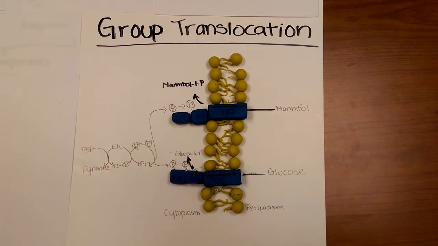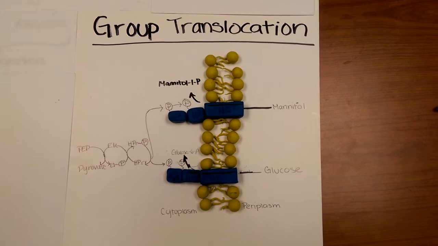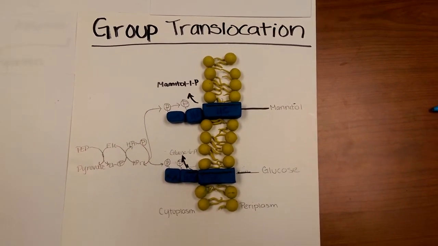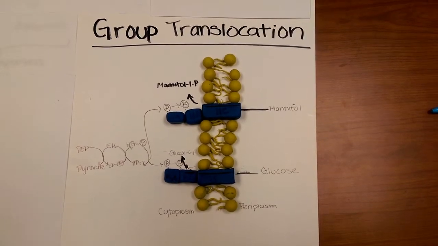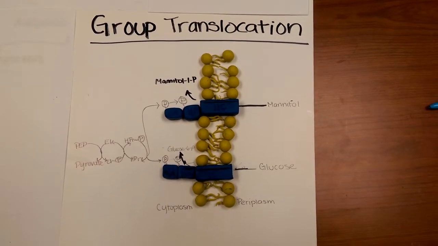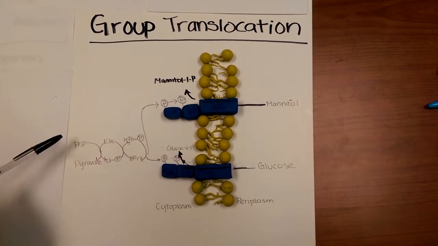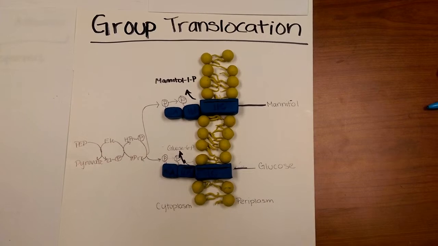Group translocation. In group translocation, a molecule is chemically modified as it is brought into the cell. The best known group translocation system is the phosphoenolpyruvate sugar phosphotransferase system, better known as PTS, which transports a variety of sugars while phosphorylating them using phosphoenolpyruvate, or PEP. PEP is used to synthesize ATP as the phosphate donor.